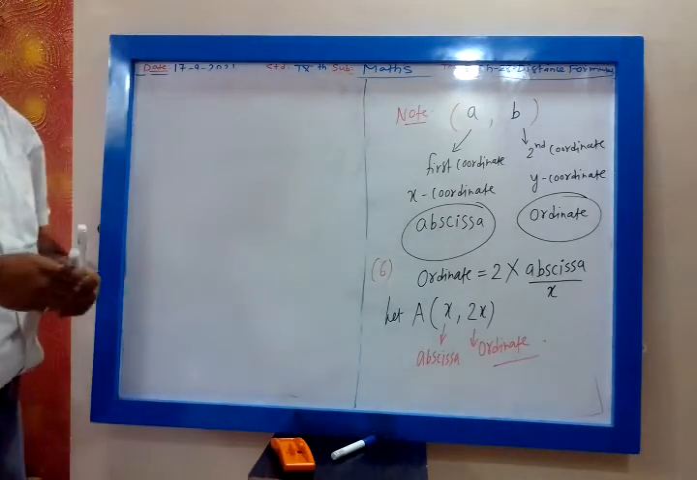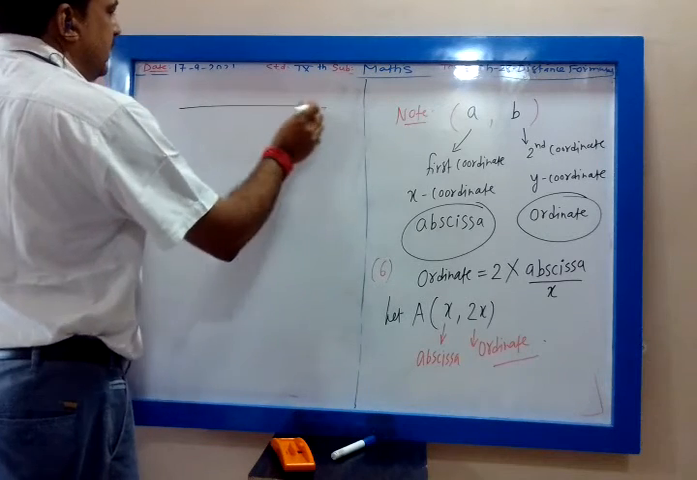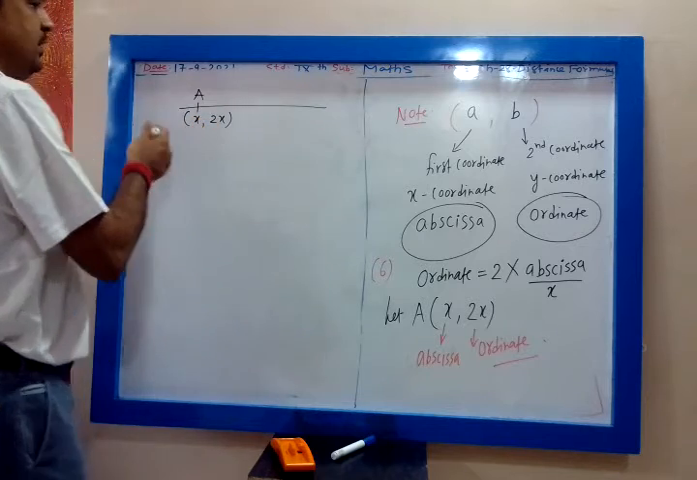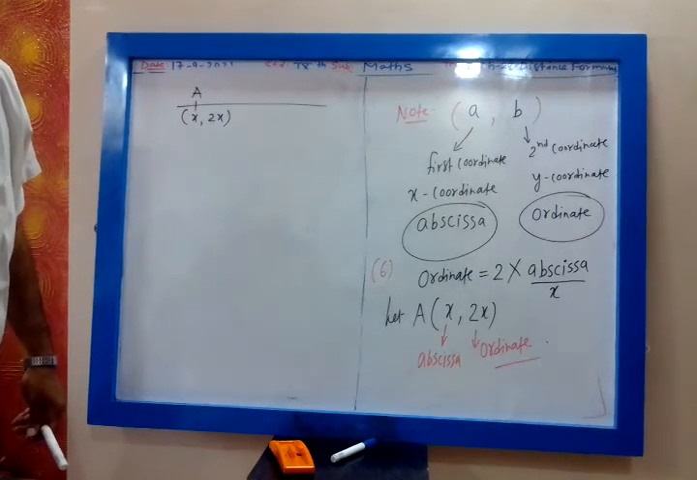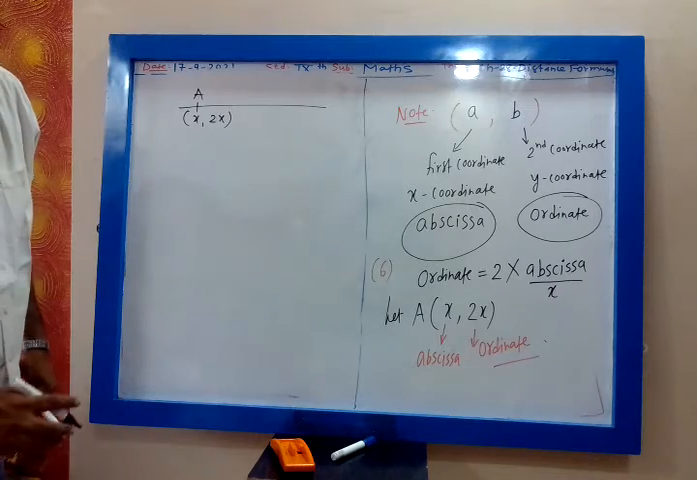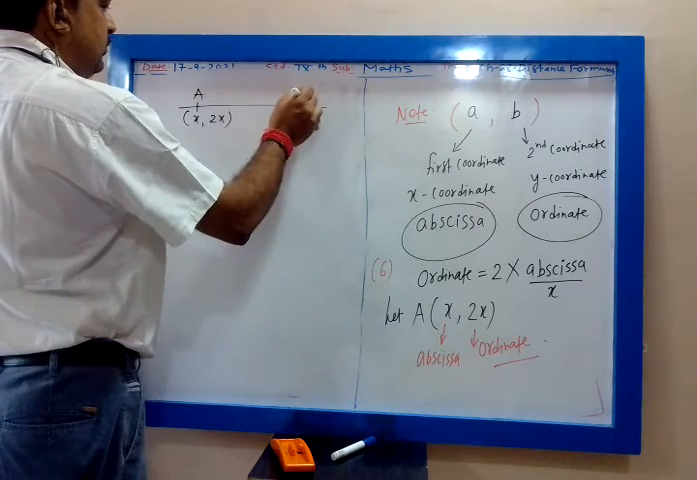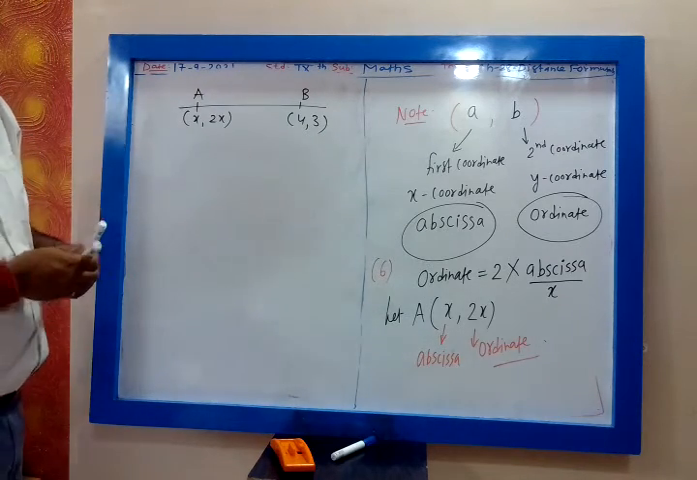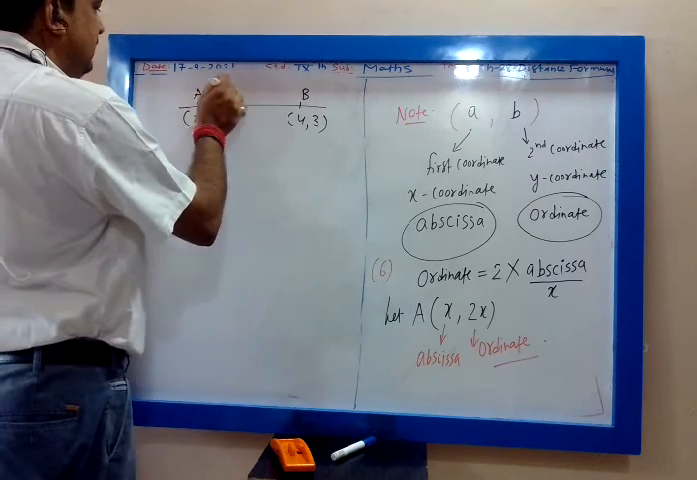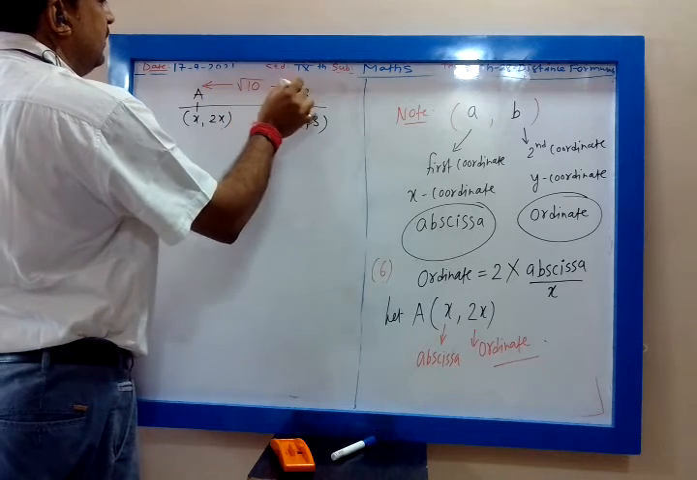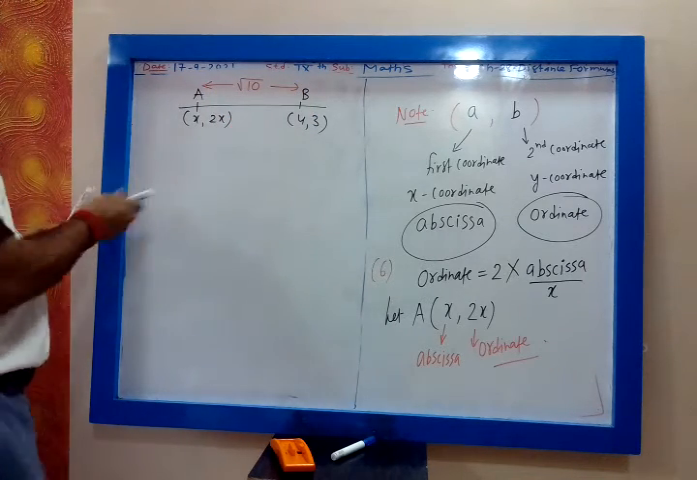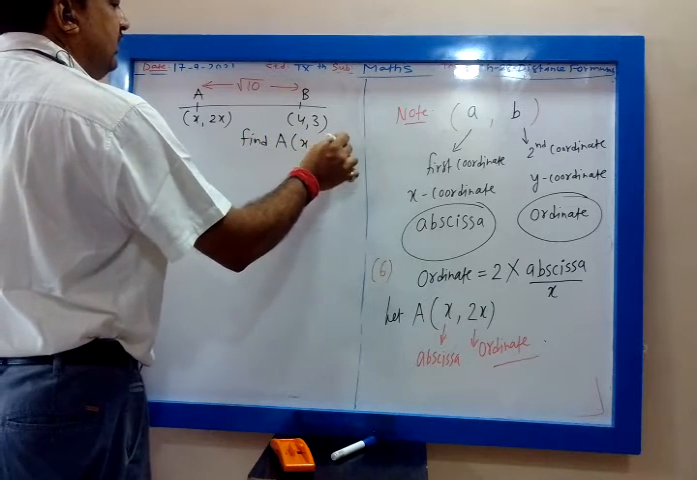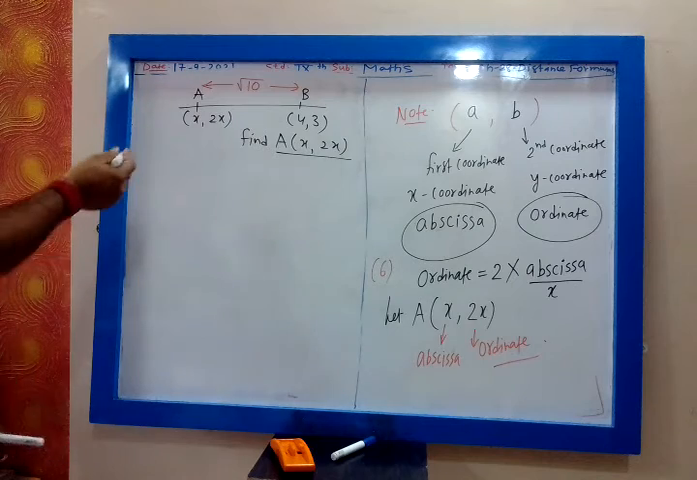Okay, so let us draw the diagram. I have taken A as x comma 2x, since ordinate is twice of abscissa. Then B is 4 comma 3. The distance between A and B is root 10. Find A, that is x comma 2x. So we use the distance formula.